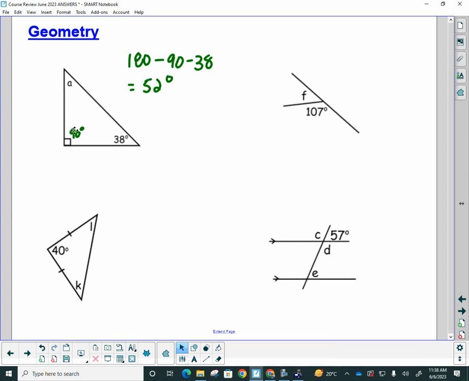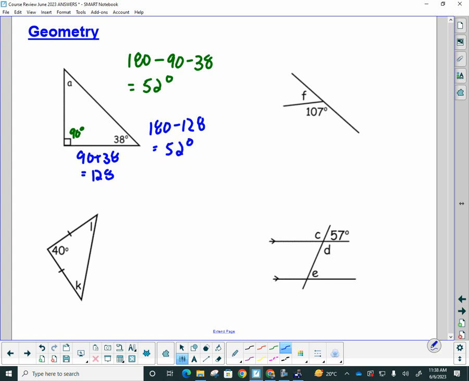Or some of you like to add these two up, 90 plus 38 and get 128, and then subtract 180 minus 128 to get the 52. Either is correct. I would accept either of those answers to get that x is 52.